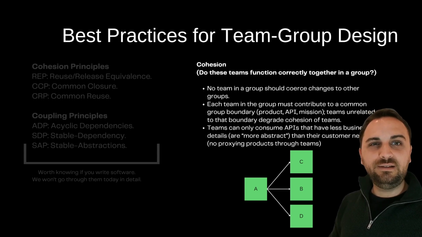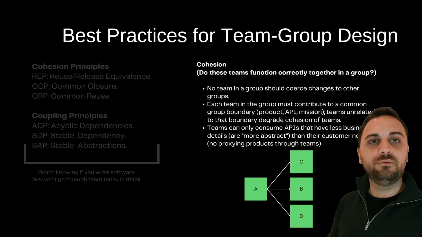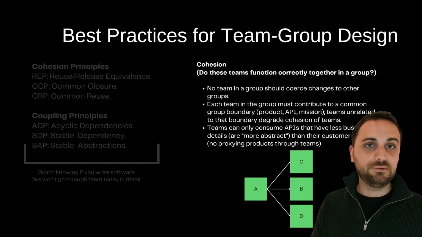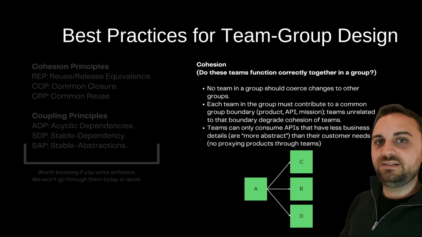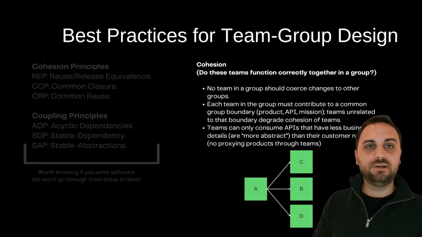Not every team needs to be in a group, but it's possible that sticking a team that doesn't belong into a group actually forces unnecessary stress inside of the group that brings them outside of where they need to go and slows them down. Teams can only consume APIs that have less business details. For example, they are more abstract than their customer needs. So no proxying products through teams. And you see that a lot, right?